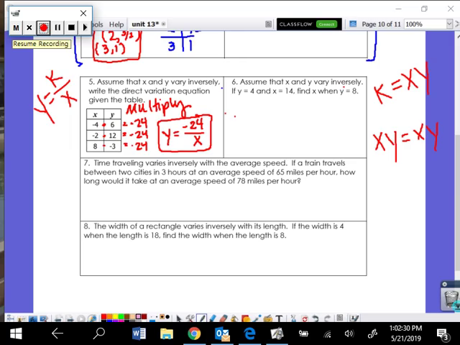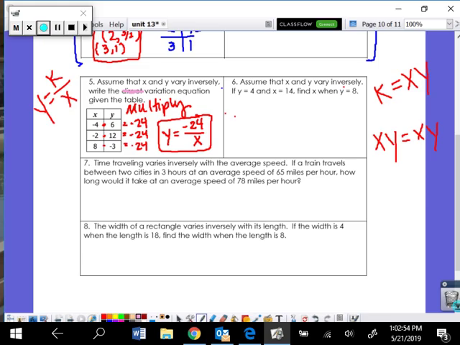So in number 5, this is assume that x and y vary inversely, and write the inverse variation equation given the table. So you first want to find k. All we have to do to find k is multiply x and y, and then plug that in. So all of that is x times y equals negative 24. So you just plug in the negative 24 to k.